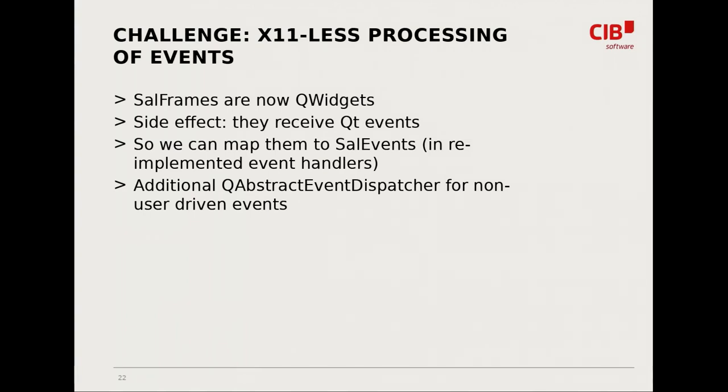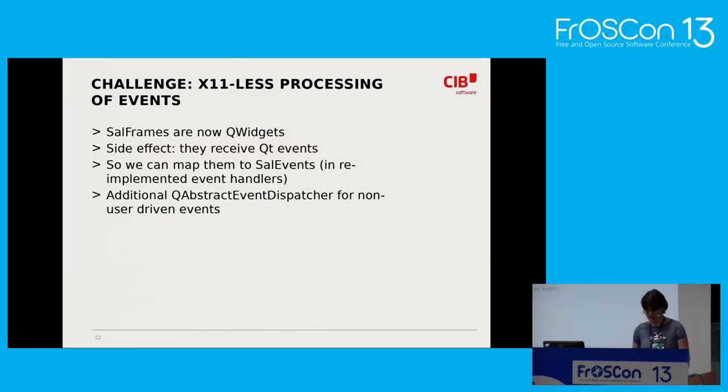What about processing events without X11? As we have seen two slides back, every SAL frame, every window is now a native Q window or Q widget respectively. That means it can actually process Qt events. And since it's a custom widget, we can re-implement those event handlers. By event, I mean things like the user pressed a key, or the user has moved the mouse. So we re-implement handlers of those mouse, keyboard and window events, and in those re-implemented handlers, we map them to the LibreOffice internal events. Additionally, for the events that are not caused by the user, for example, some API calls from the macros or from the extensions, there's the QAbstractEventDispatcher that will help us to deliver those events as well.